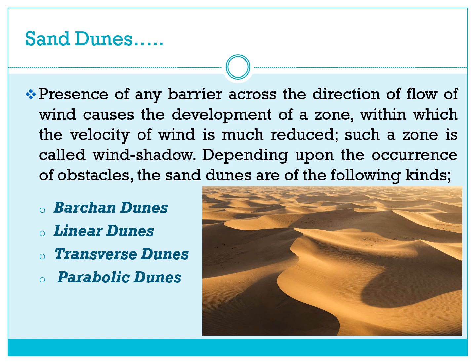Sand dunes. Presence of any barrier across the direction of flow of wind causes the development of a zone within which the velocity of wind is much reduced. Such a zone is called wind shadow. Depending upon the occurrence of obstacle, the sand dunes are of the following kinds: Barchan dunes, linear dunes, transverse dunes, and parabolic dunes.